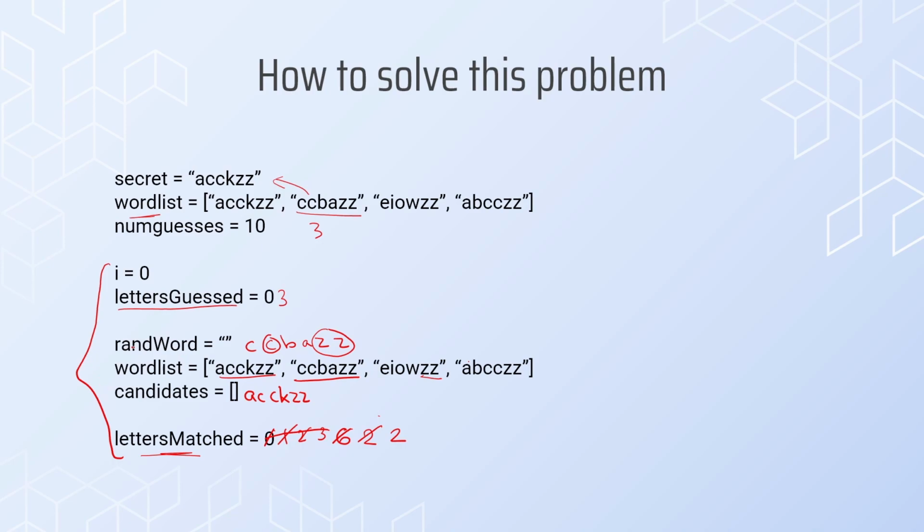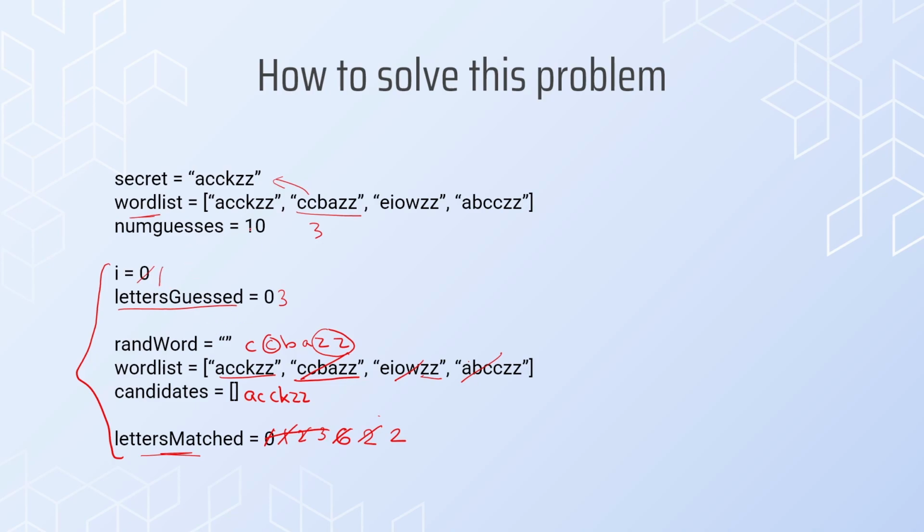Now, at the end of this loop, we want to make our word list equal to candidates. So when we do that, we get rid of these 3 words because only the one word which had the same number of letters guessed equal to random word gets added in there. Now we add the A, C, C, K, Z, Z into it, and we also increment I by 1.